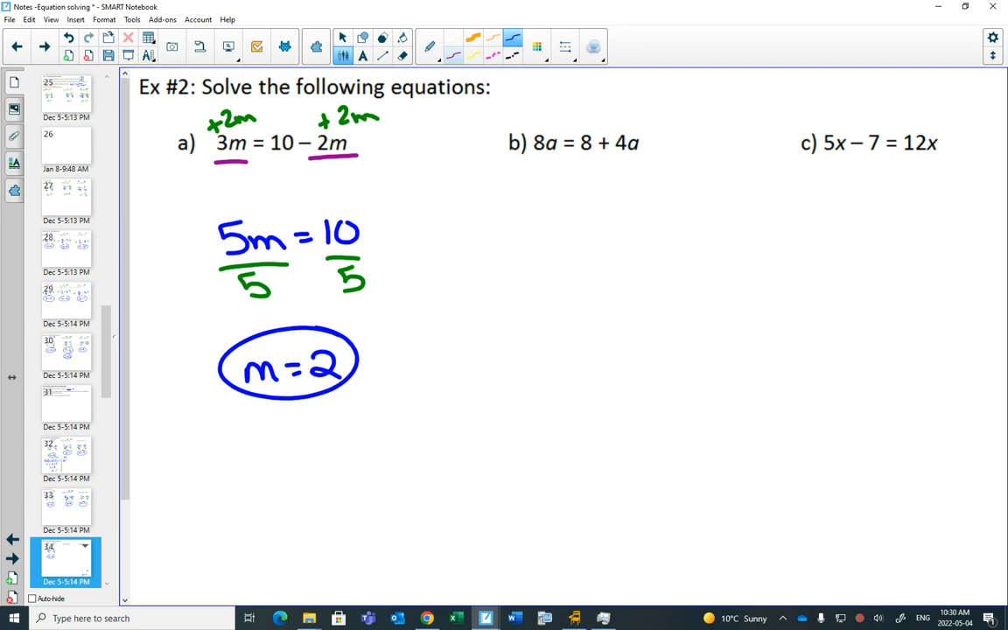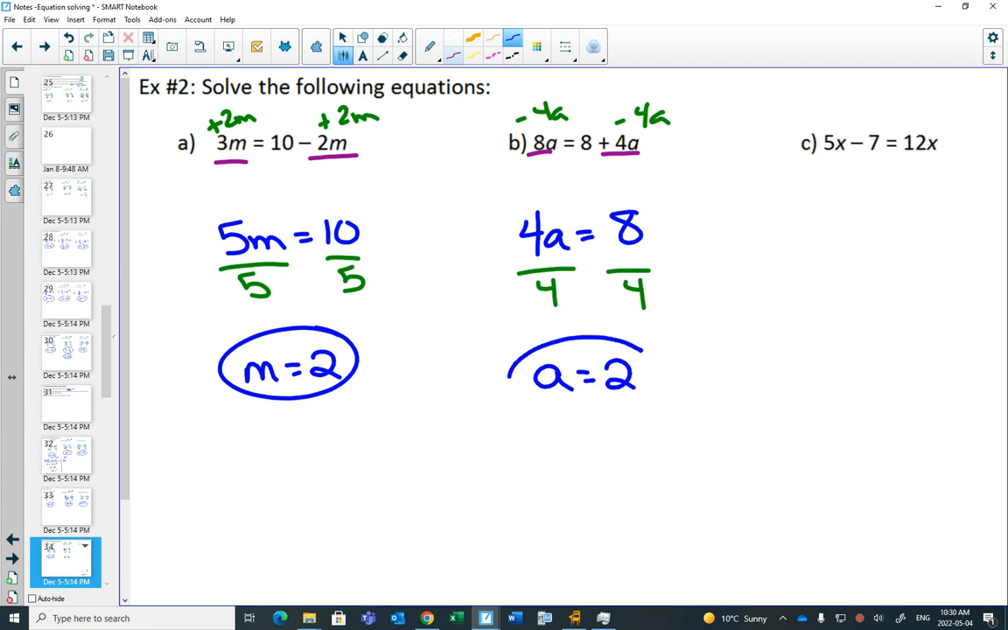Same thing here. I notice these like terms. I want to put them on the same side. I would subtract 4a so that my variables are on one side, my numbers on the other. And then we divide both sides by 4. And you get a is equal to 2.